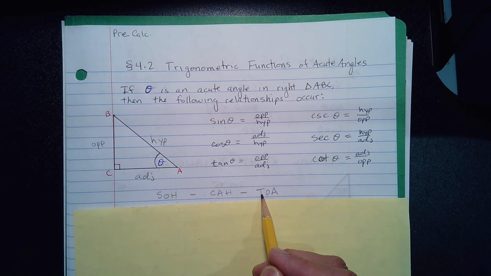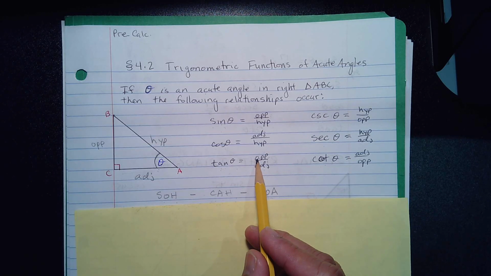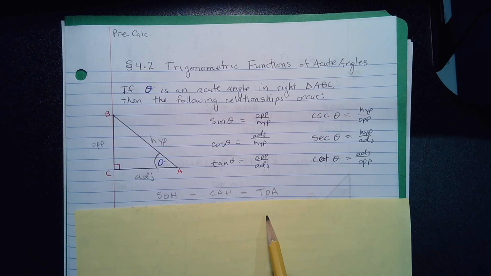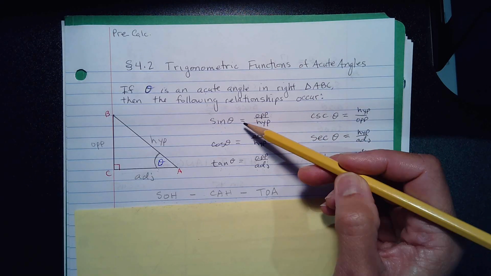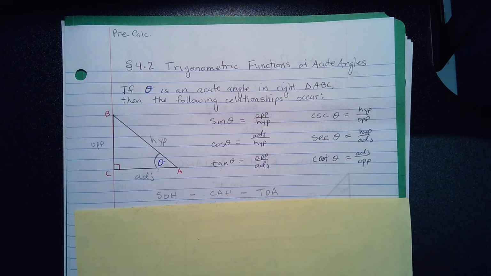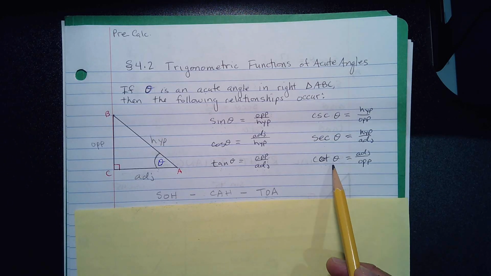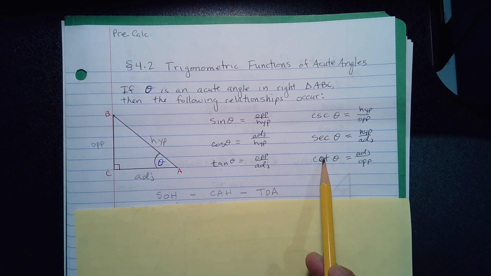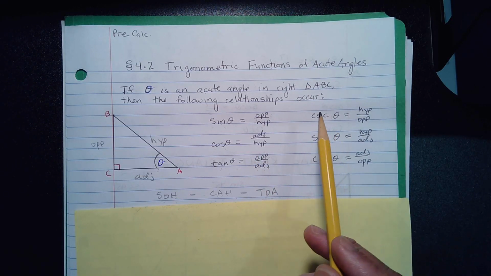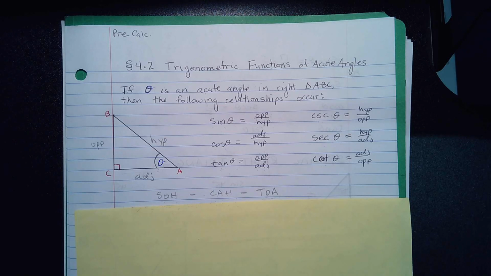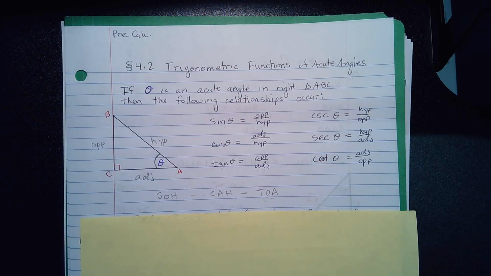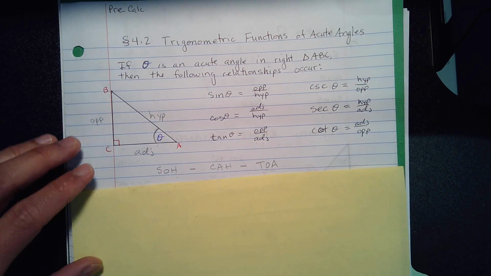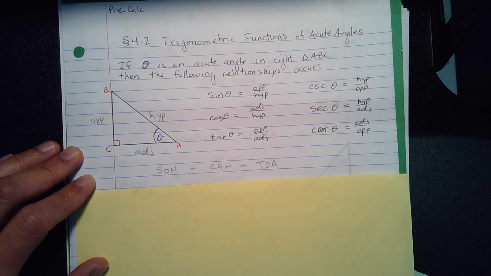And tangent, to remember tangent, think of TOA. T for tangent, O for opposite, A for adjacent. So SOHCAHTOA. Once you memorize the relationship of sine, cosine, and tangent, you will know what cotangent, secant, and cosecant are. As long as you write it in this order, these will always be reciprocal of this. Alright, so that was a quick review on your previous standards in your other math classes.